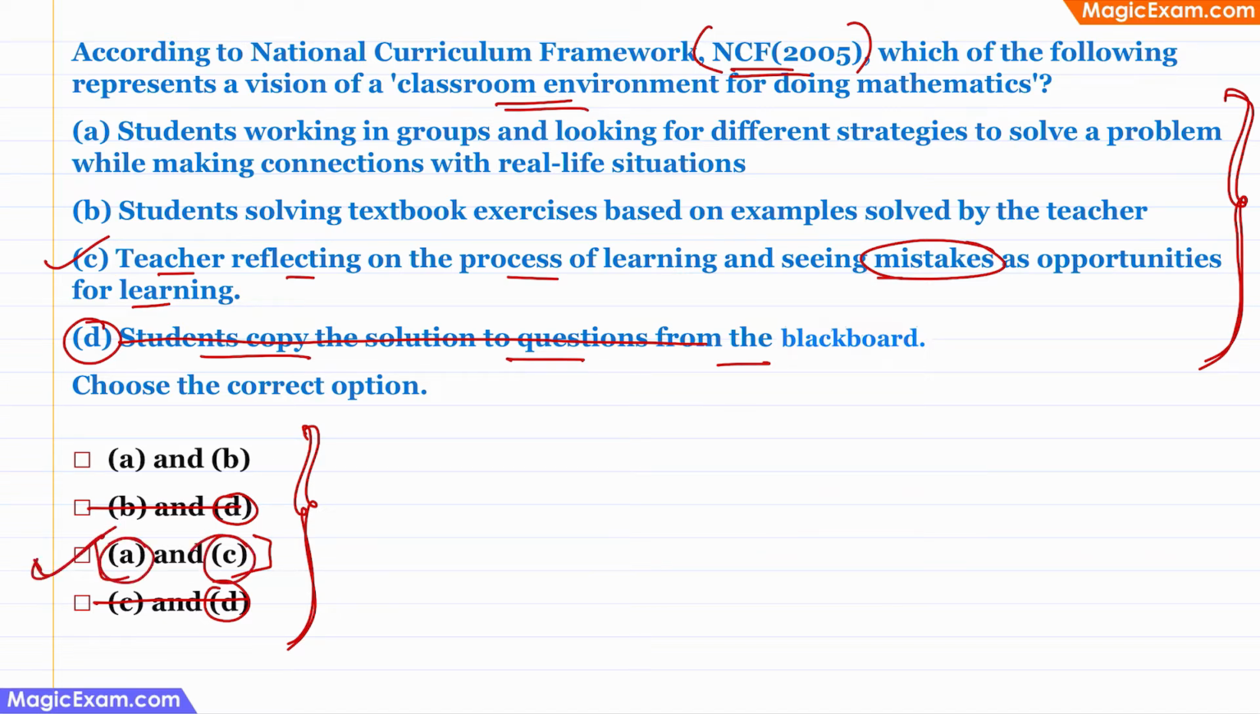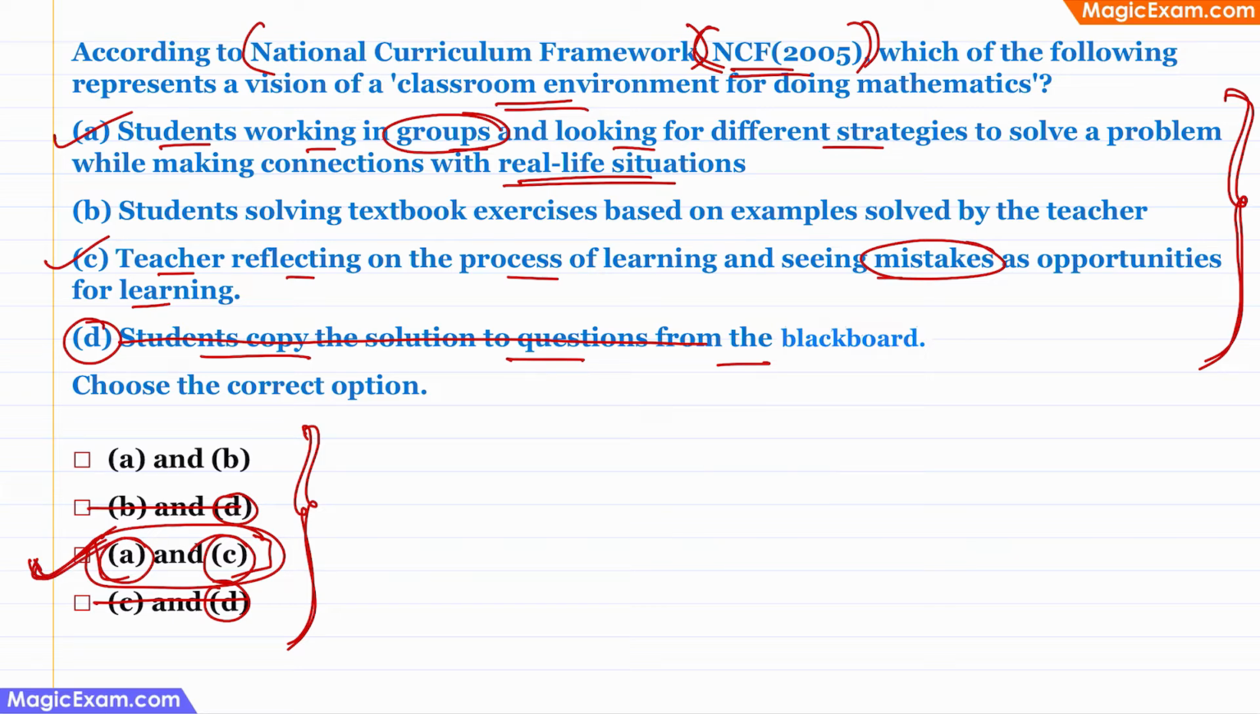It also has A, so let's read statement A and check if it is also correct. Statement A says, students working in groups and looking for different strategies to solve problems while making connections with real life situations. This is correct because group learning, or learning through social interaction, is specifically mentioned in the NCF, and connecting what is being taught in the classroom with real life situations, that is contextual learning, is also emphasized in the National Curriculum Framework. Therefore, A is also correct. Since A and C both are correct, option 3 is the correct answer.